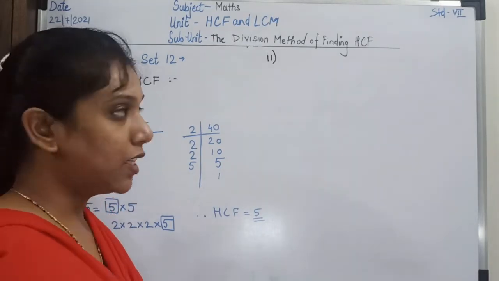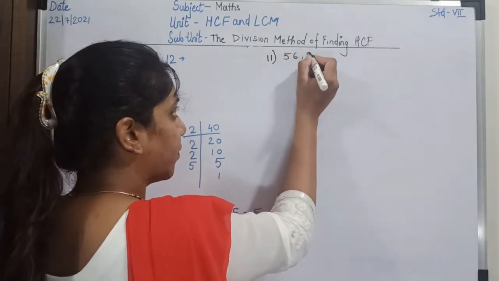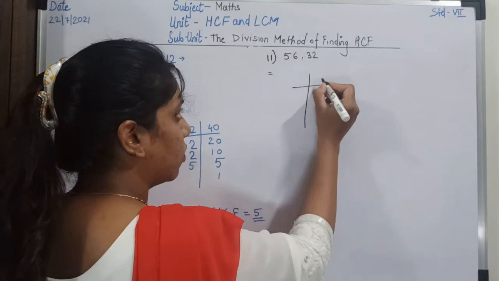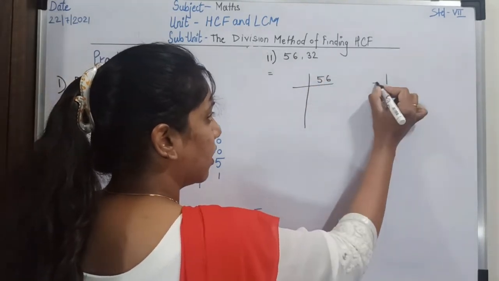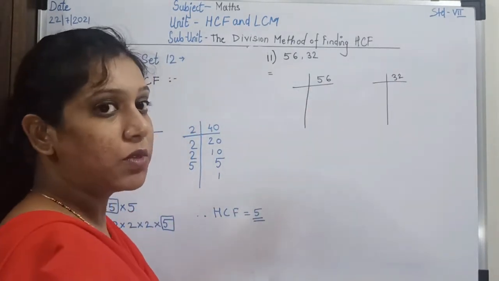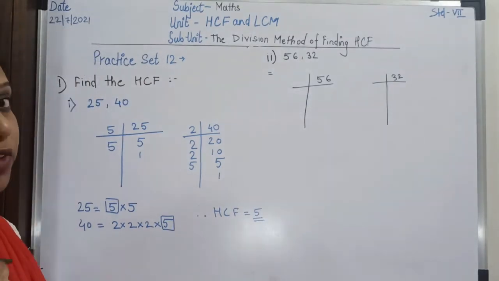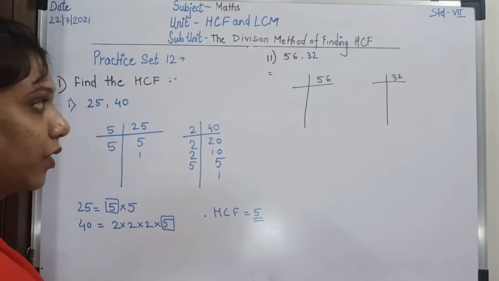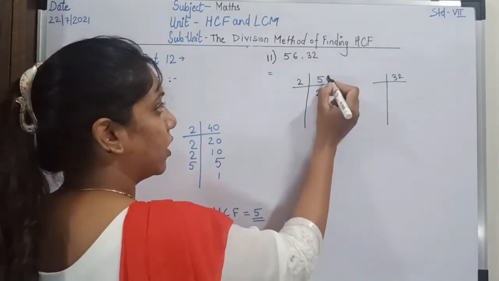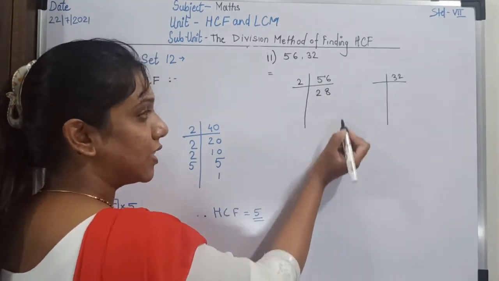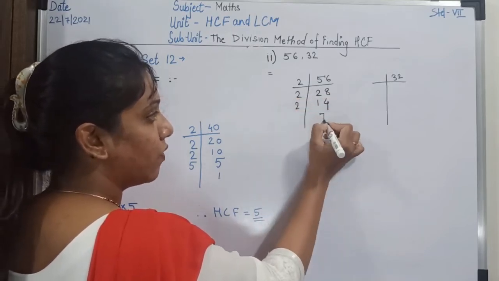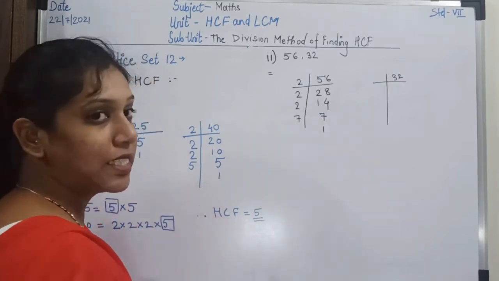Find the HCF of 56 and 32. Two separate lines, 56 and 32. Okay? So 56 comes in which table, children? Come on, tell me, 56 comes in which table? Other than that, we'll do simple multiplication. Okay? 2 2s are 4. Carry 1. 2 8s are 16. Then 2 1s are 2. 2 4s are 8. 2 7s are 14 and 7 1s are 7.